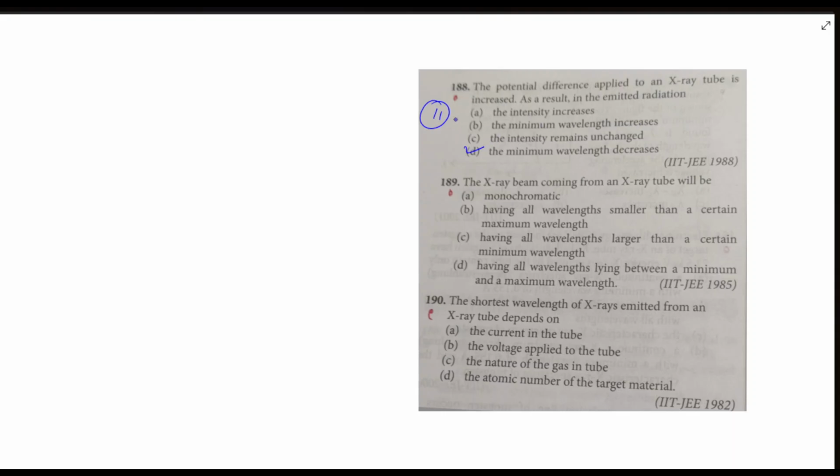The minimum wavelength increases, so B is absolutely wrong. A, the intensity increases. So will there be an effect on intensity? No, because the intensity depends on the number of electrons which are reaching our anode. There is nothing given, so we'll consider intensity to be constant. So the C option is correct.